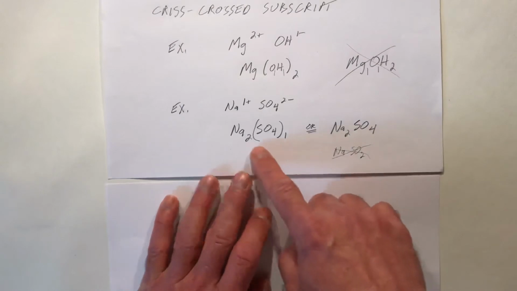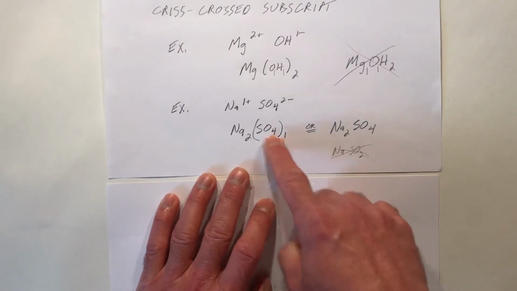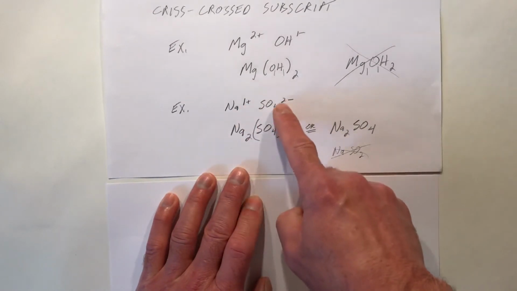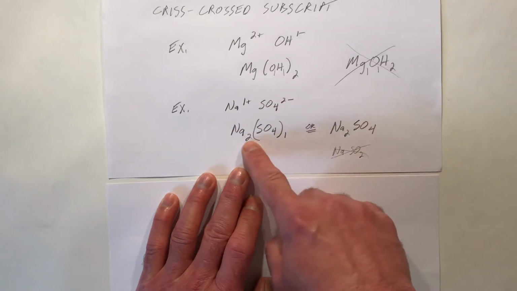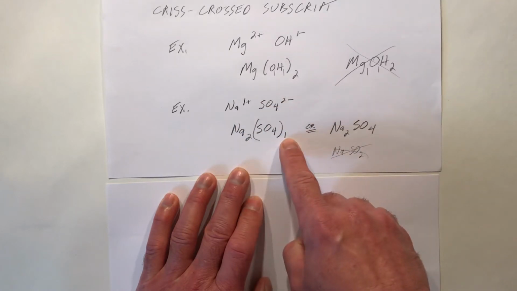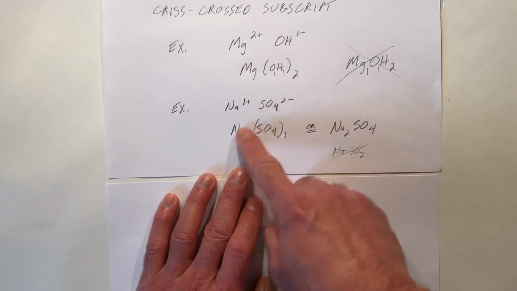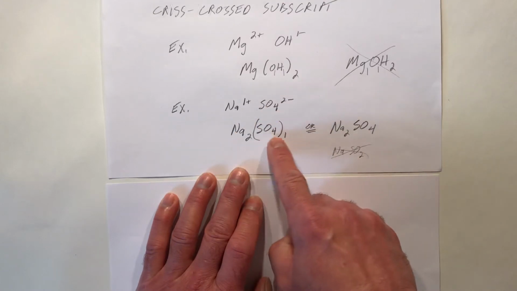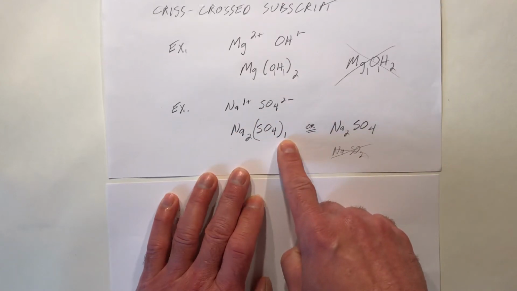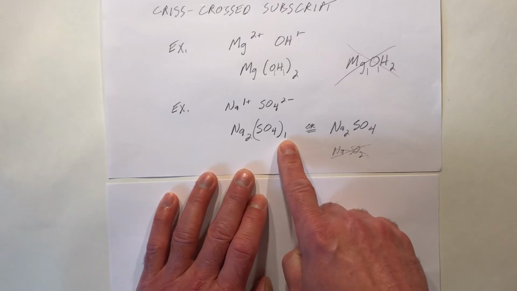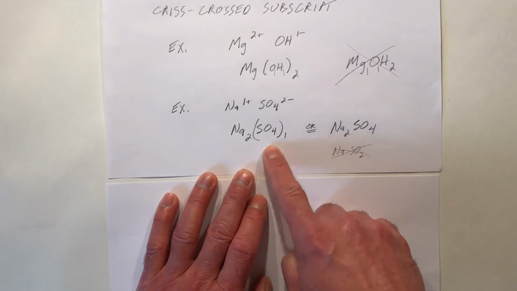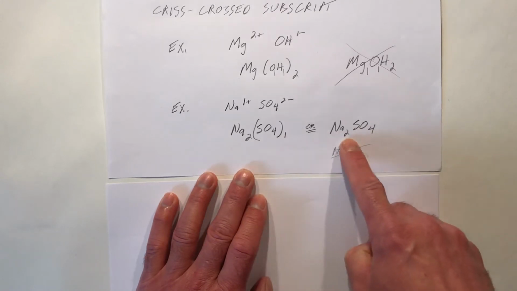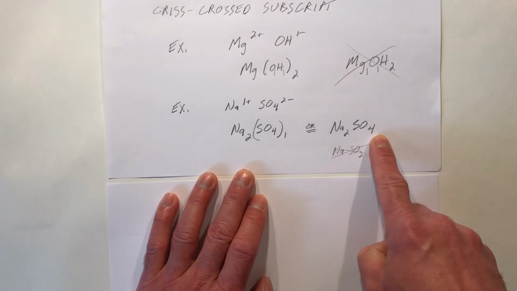So this compound would be called sodium sulfate. Now when we crisscross it, we put the 1 there, and we put the 2 there. Right? 1 goes there, 2 goes there. Now, SO4 taken once doesn't really have to be written that way. We don't need to write that 1. And if we don't need the 1 written there, we don't need the parentheses either. So we just write it as Na2SO4.